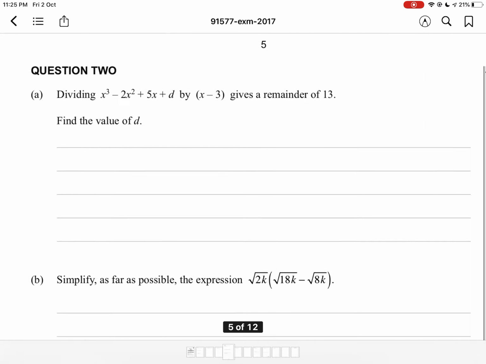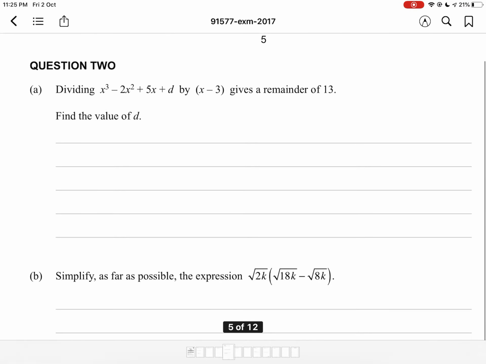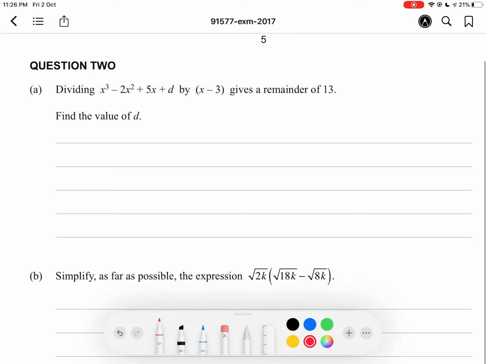Alright, so question 2. Dividing x cubed minus 2x squared plus 5x plus d by x minus 3 gives a remainder of 13. Find the value of d. So in this case, we know that if x cubed minus 2x squared plus 5x plus d is divided by x minus 3, it gives a remainder of 13.